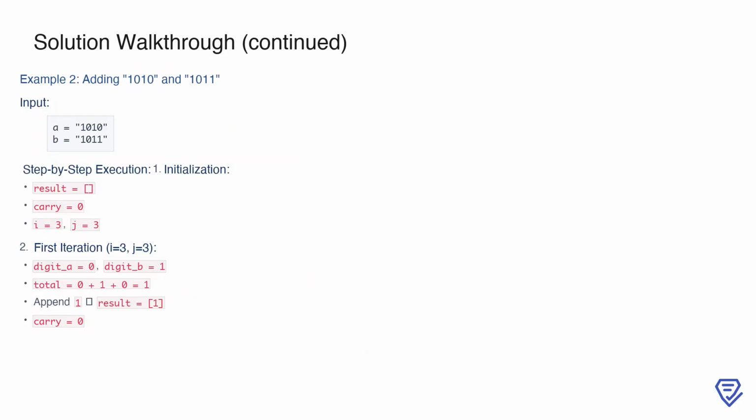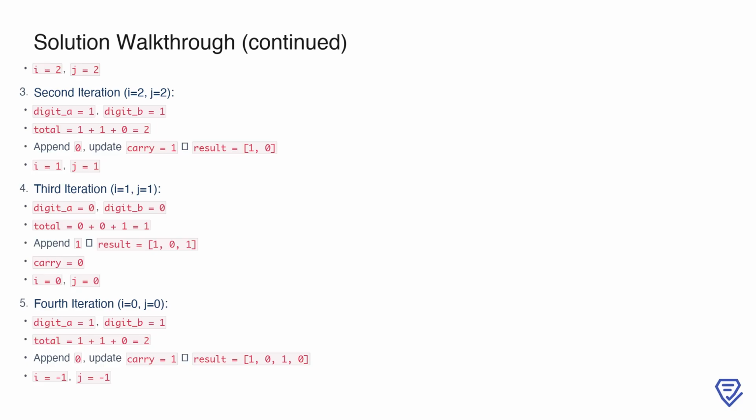Now let's look at another example, adding the binary numbers A as 1010 and B as 1011. As before, we initialize the result as an empty list and carry as 0. The indices i and j are set to 3, pointing to the last digits of each string. In the first iteration, the last digits are 0 from A and 1 from B. Adding these along with the carry of 0 gives a total of 1. We append the binary digit 1 to result, making it 1, and the carry remains 0. After this, we decrement both indices to move to the next digits, so i becomes 2 and j becomes 2.